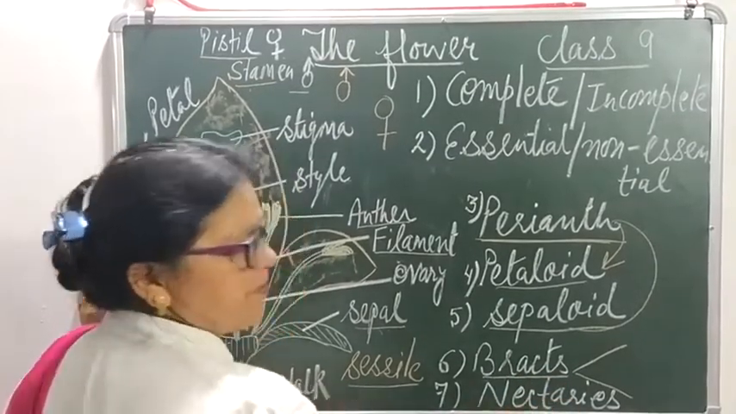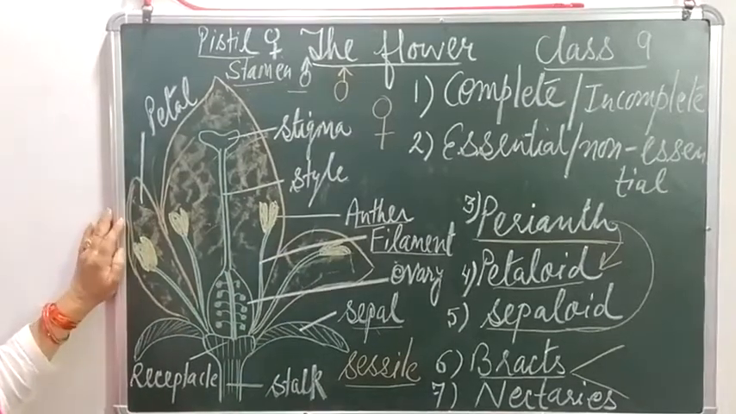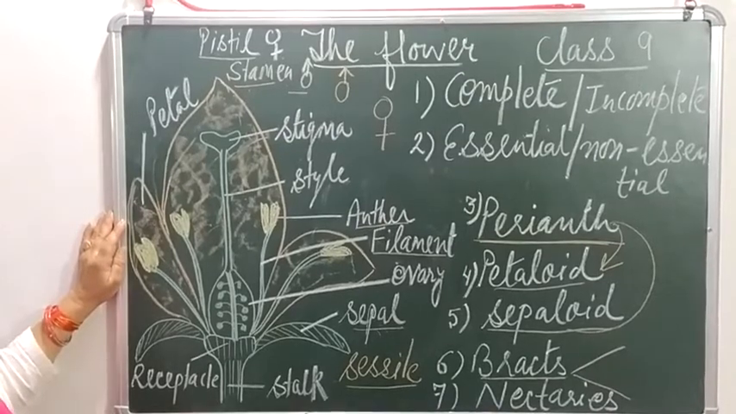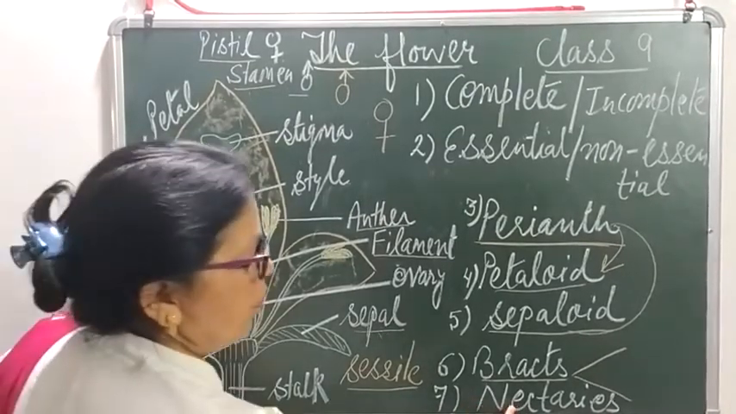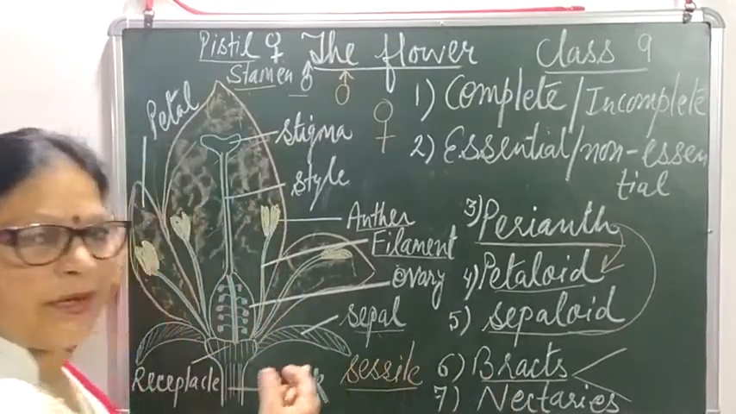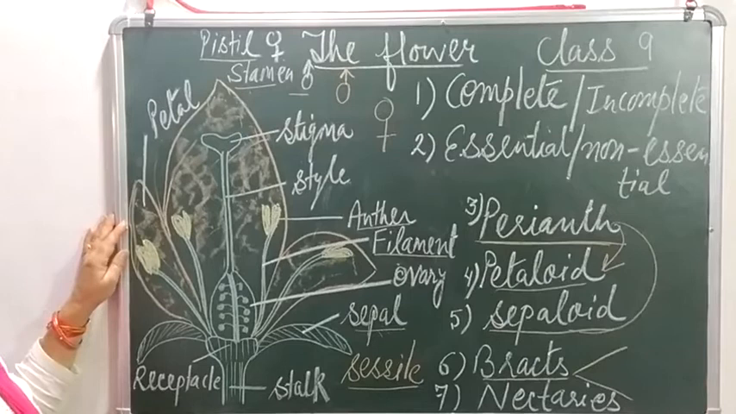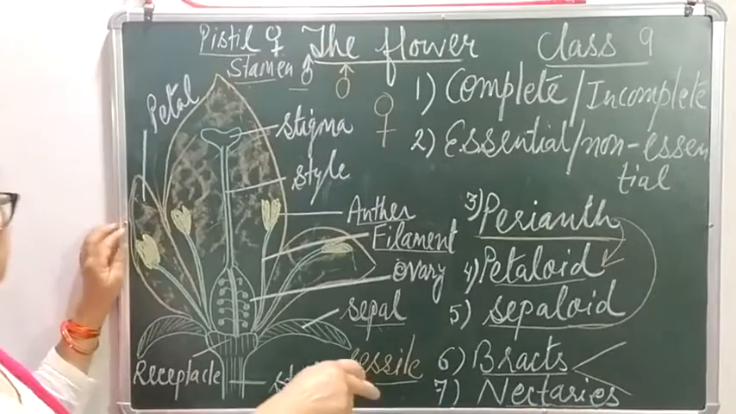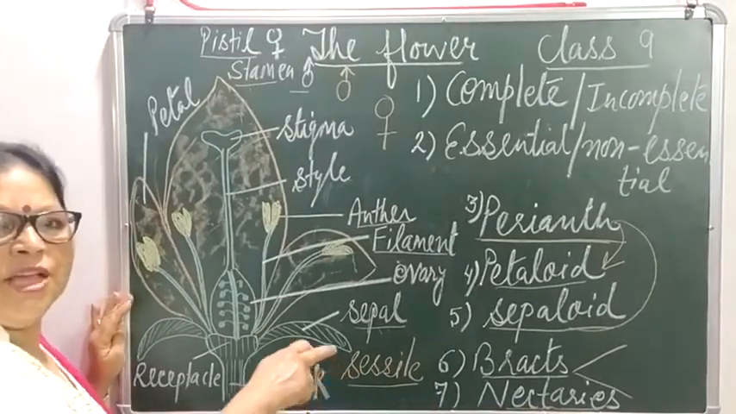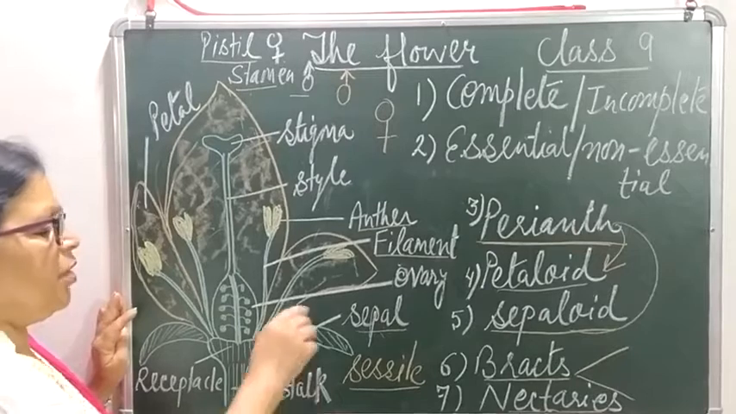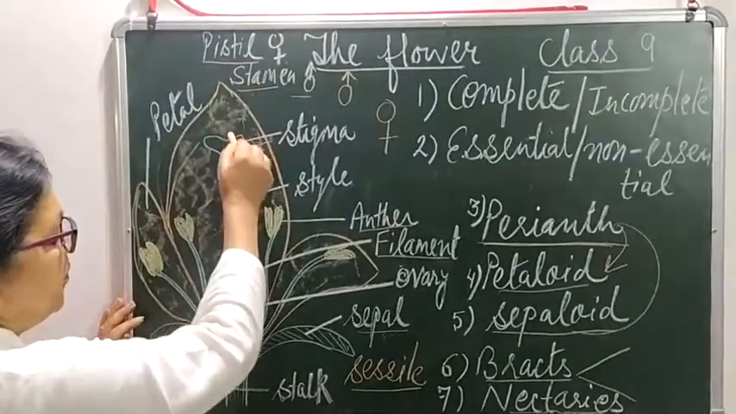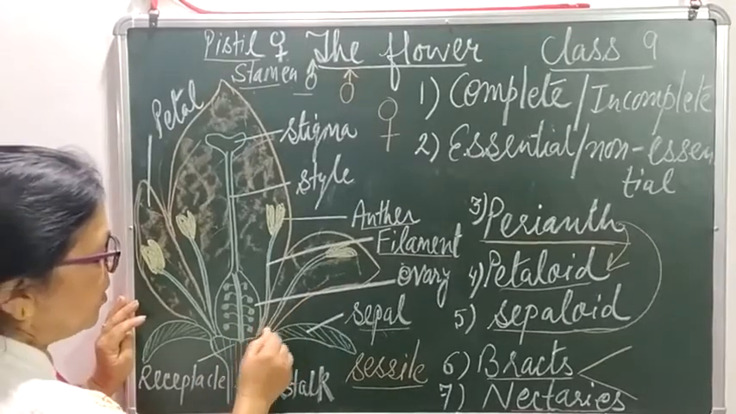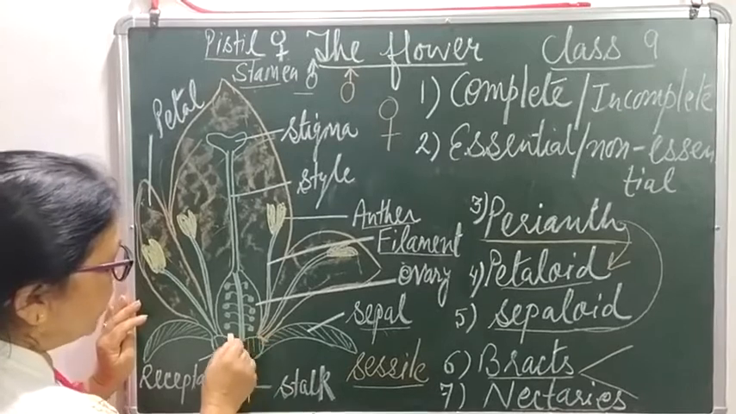Now last is nectaries. You know, the sweet liquid present in the flower is called nectar. The insects are attracted towards the flower because of the sweet liquid nectar. Now this nectar is produced by a group of cells. These groups of cells are called nectaries. Now where are these nectaries present? Nectaries means nectar producing cells. These nectaries are present either at the base of the pistil or at the base of the petal. This is the petal. So at the base of the petal or at the base of the pistil.